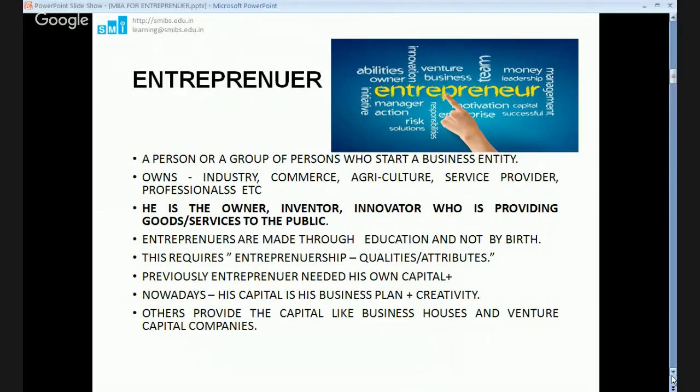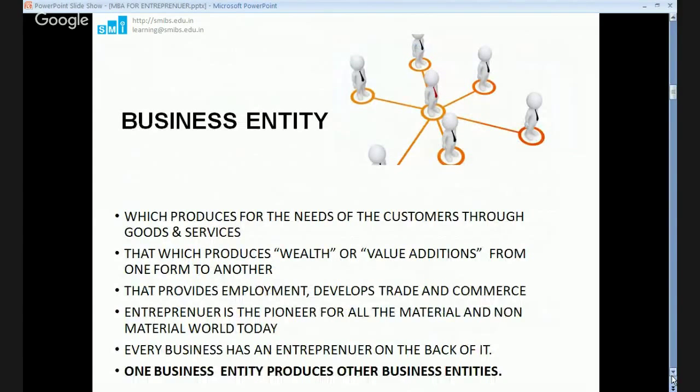And for their entire commercial backup with finance and advisors, there are venture capitals and even other institutions or big industries. They take these people and say, you start this, we will provide you all the necessary infrastructure. Others provide the capital, like business houses. Nowadays it is a fashion to promote more and more business entities. Then what is this business entity? A business entity produces products for the needs of the customers through goods and services, producing wealth or value additions from one form to another.